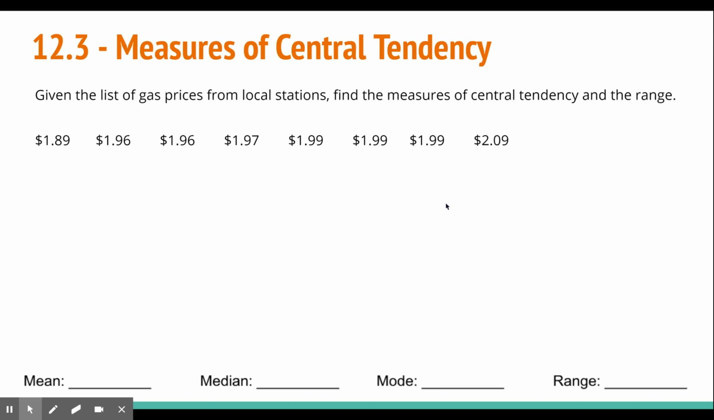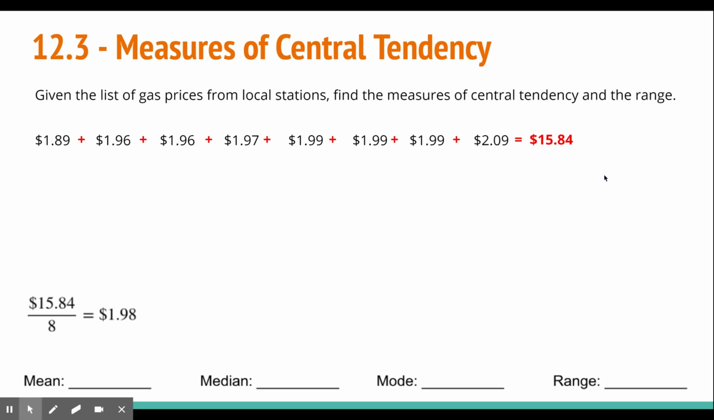So for your mean, again, we're going to add up all these values. We're going to divide by 1, 2, 3, 4, 5, 6, 7, 8. We're going to divide by 8 after we add them. So we got 1584. We're going to divide that by 8, and we get $1.98.